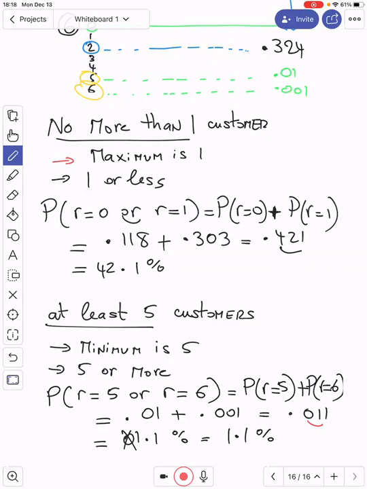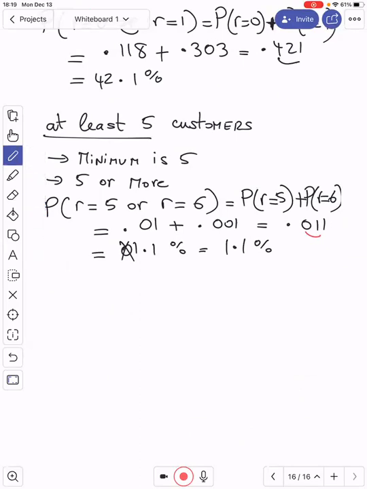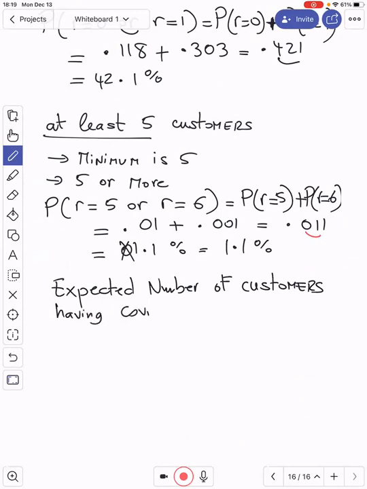All right, next question. Some of you got this wrong too. So the expected number of customers having COVID. When you see the word expected number, as I said, that will be just the mean. It means the mean, mu, okay?